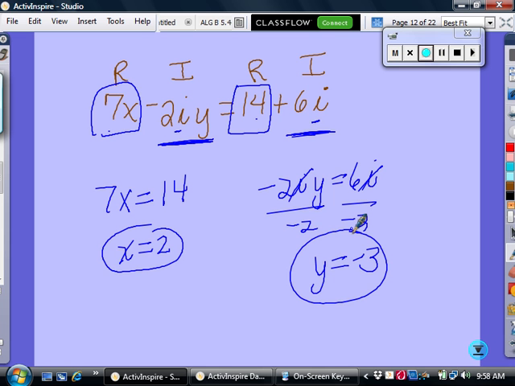So if I have 2 complex numbers equal to each other, I just set the real part equal to the real part, and the imaginary part equal to the imaginary part.